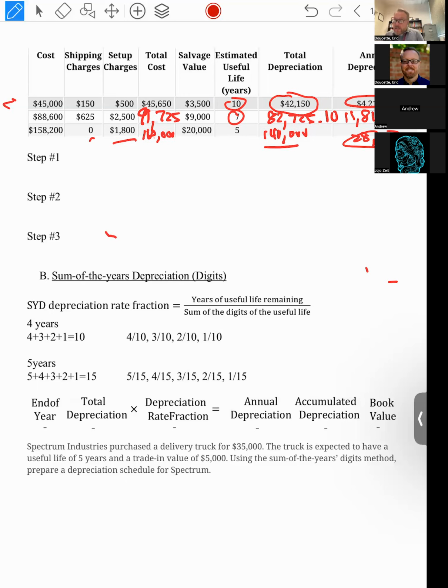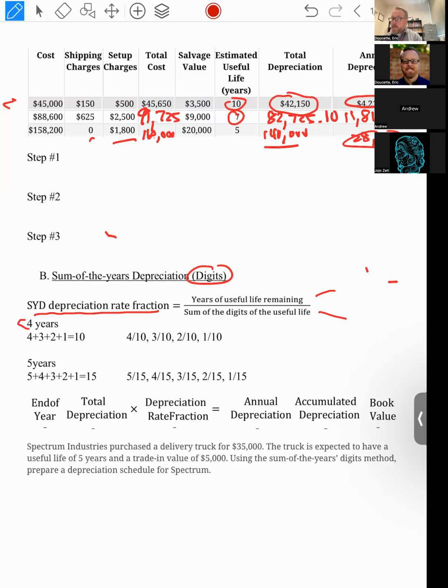Then there's sum of the years depreciation, or the sum of the digits. And this one is pretty easy to figure out. If you look here at the example I give, you use this fraction formula. So years of useful life remaining, and then sum of the digits of the useful life. So sum of the digits is nothing more than exactly what it's saying, sum of the digits.